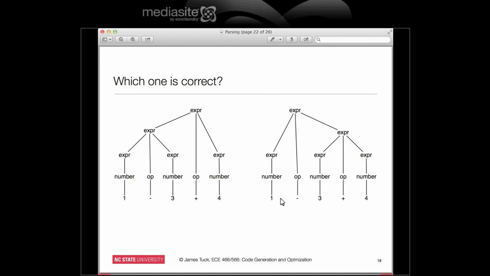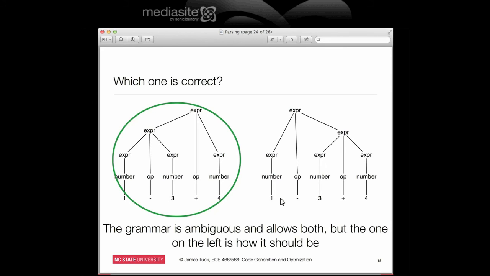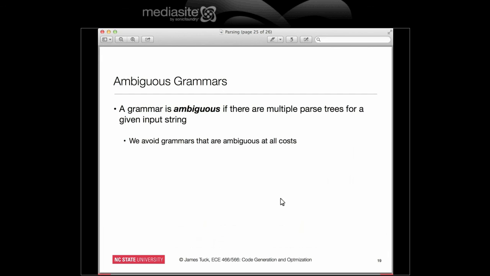Now, which one of these is correct? Well, if you say the one on the left side is correct, then you're probably basing that on your knowledge of algebra and our basic conventions for how operators work. And your intuition about that would be correct. However, the reality is that the grammar is ambiguous and allows both. There is nothing in the grammar I showed you that says that one of these is preferable to the other. The reality is the left one is the one we want, but the grammar is ambiguous and it allows both of them. So this is a problem.